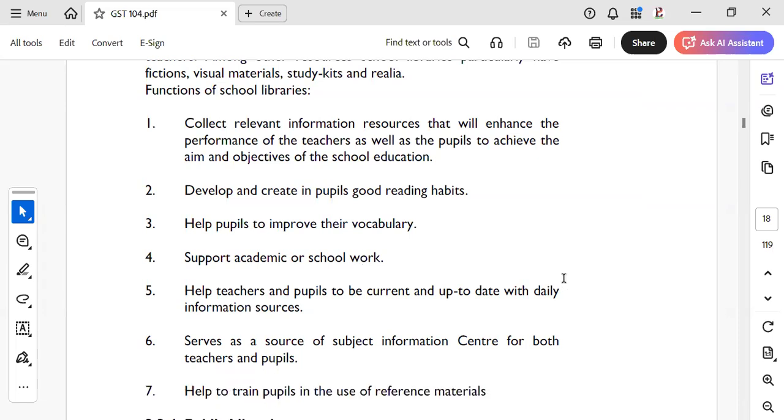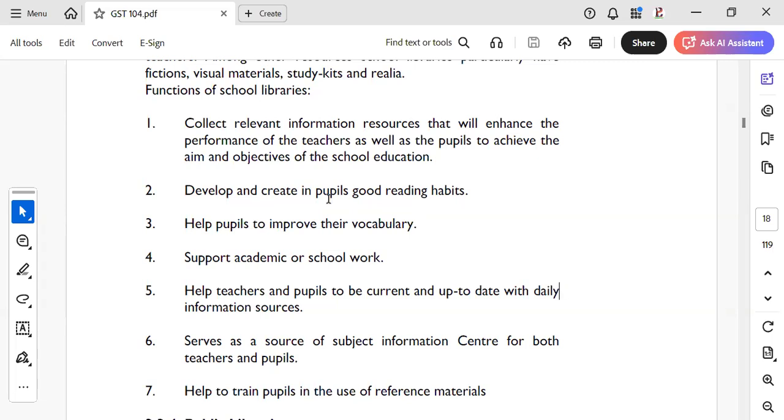You've done well. Let's just summarize the whole thing. The main idea is that school libraries, from point one. Okay, let me take some points. Point one, you've done well on that one. It helps to develop and create in pupils good reading habits. So one of the things the school library will achieve is that pupils in primary school and students in secondary school will have this habit.